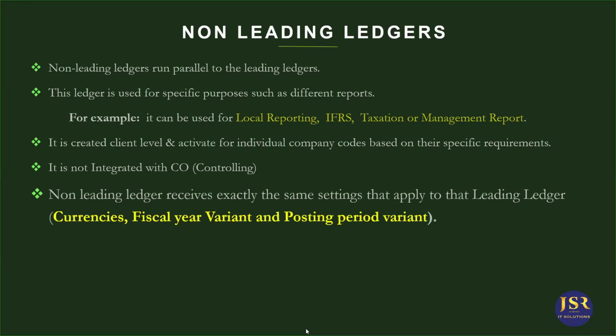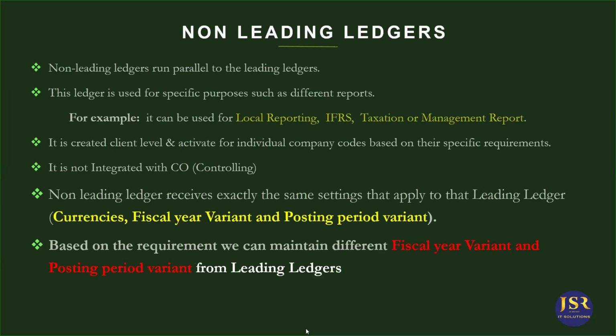The non-leading ledger receives exactly the same settings that apply to the leading ledger, for example currencies, fiscal year variant and posting period variants. The non-leading ledger also receives them from the leading ledger. But if you want, based on your requirement, to use a different fiscal year, yes, happily you can use it. A different fiscal year variant and a posting period variant also can be used relative to the leading ledger. That is the requirement, basically.